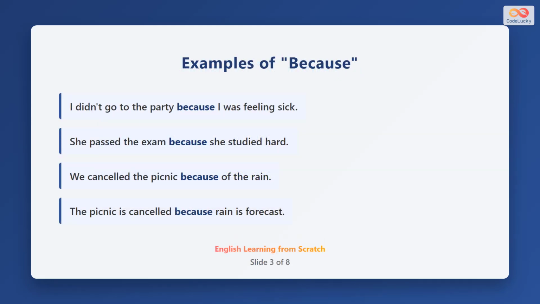Here are some examples using because. I did not go to the party because I was feeling sick. She passed the exam because she studied hard. We canceled the picnic because of the rain. The picnic is canceled because rain is forecast. Notice how because explains the reason in each sentence.